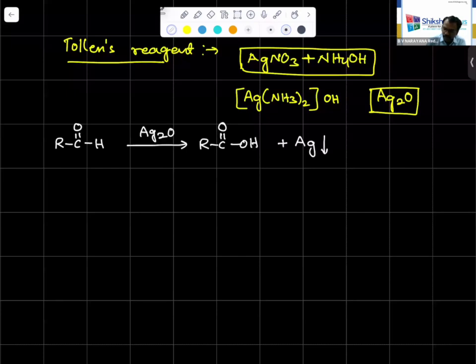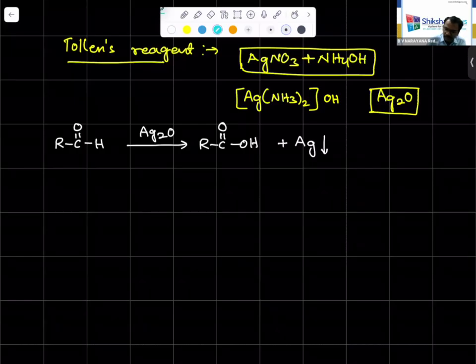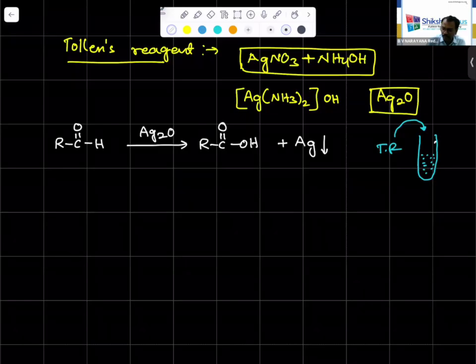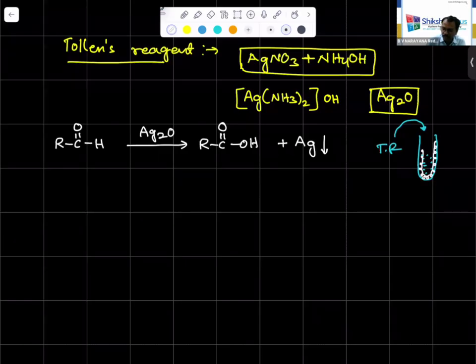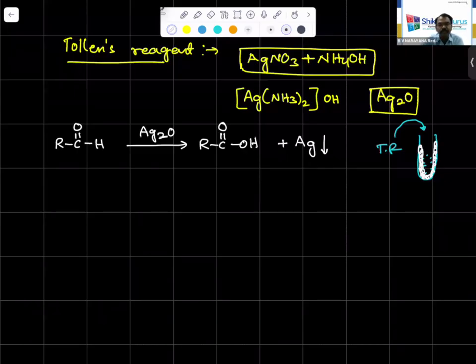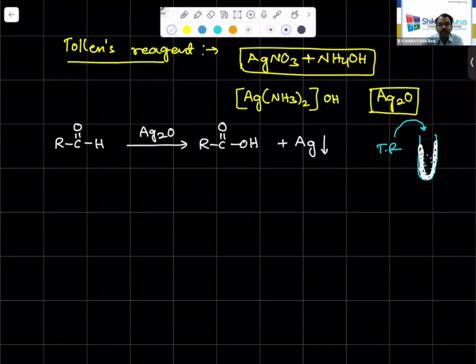What is silver mirror? For example, let's say it is a small test tube and it has some aldehyde. Now it is treated with Tollens reagent. What will happen? We'll get silver mirror on the walls of the test tube. Silver metal will deposit on the walls of the test tube. Therefore, it is also called silver mirror test, or simply mirror test. This white color is the silver mirror.